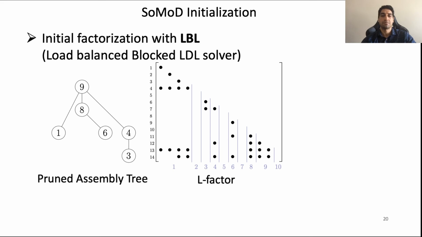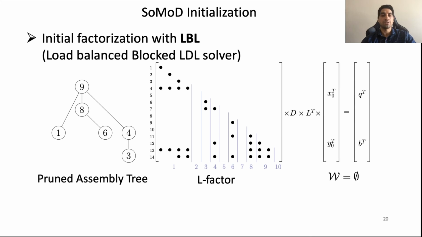To find values of the L factor, we build a new indefinite factorization algorithm we call LBL, which is Load Balance Block LDL Solver. LBL skips the hidden columns during factorization and enables the application of row modification in the following steps. LBL can also be used as an efficient, high-performance indefinite direct solver on its own for other possible applications. After the factorization is done, SOMOD computes x0 and y0 by solving the system shown here. The active set W is also set to null initially.